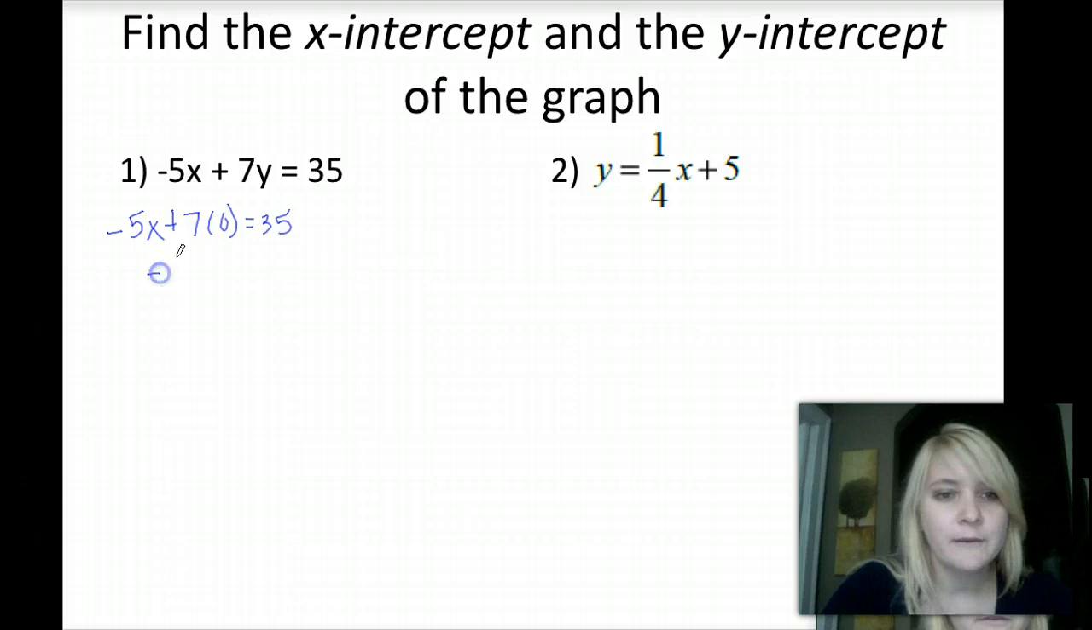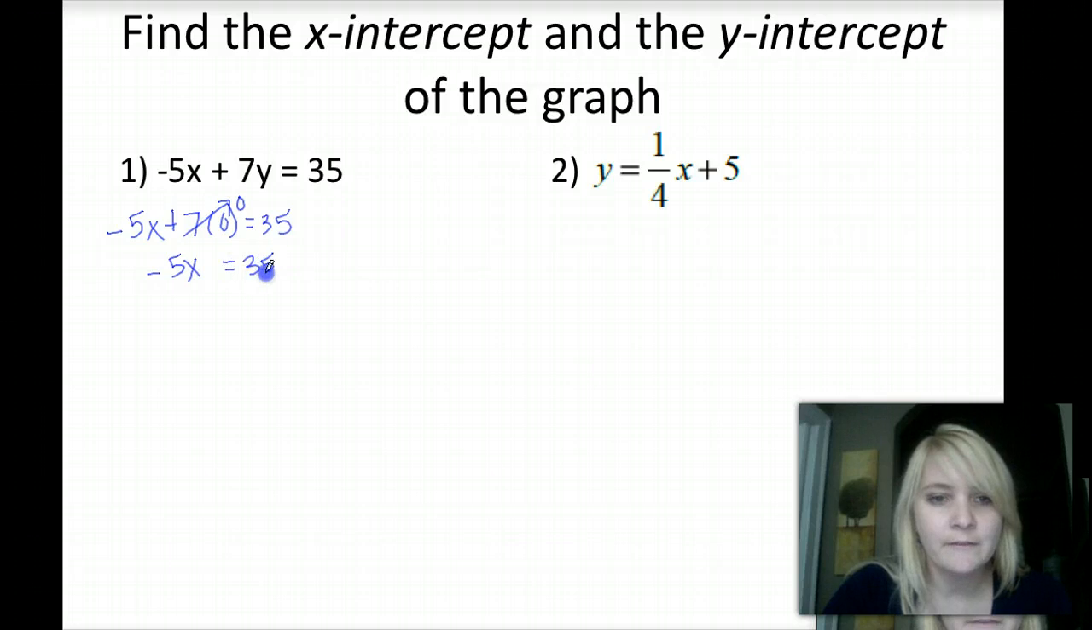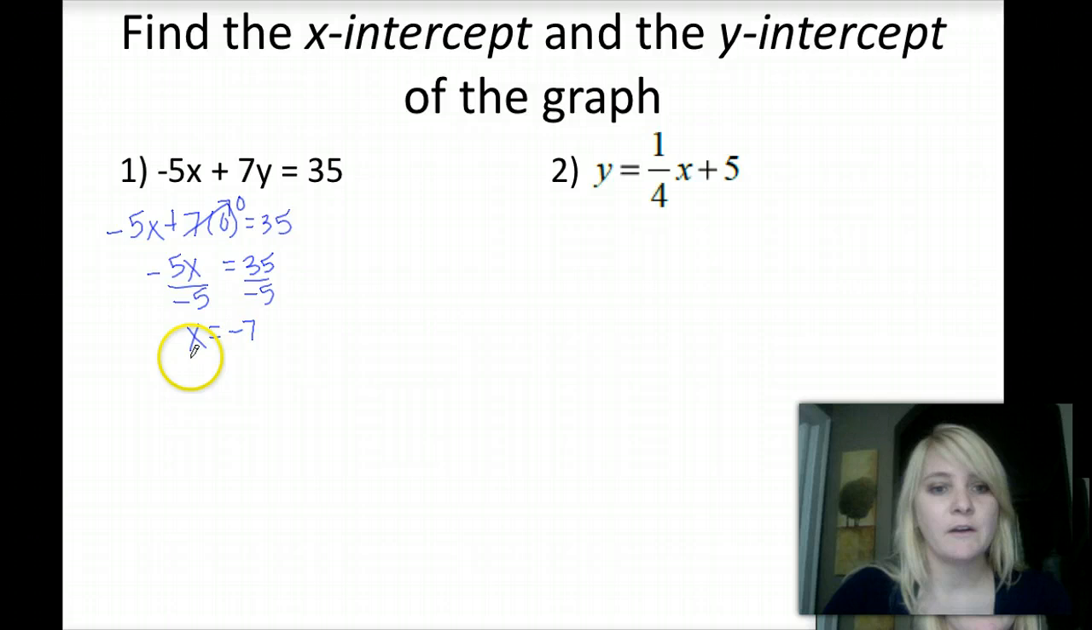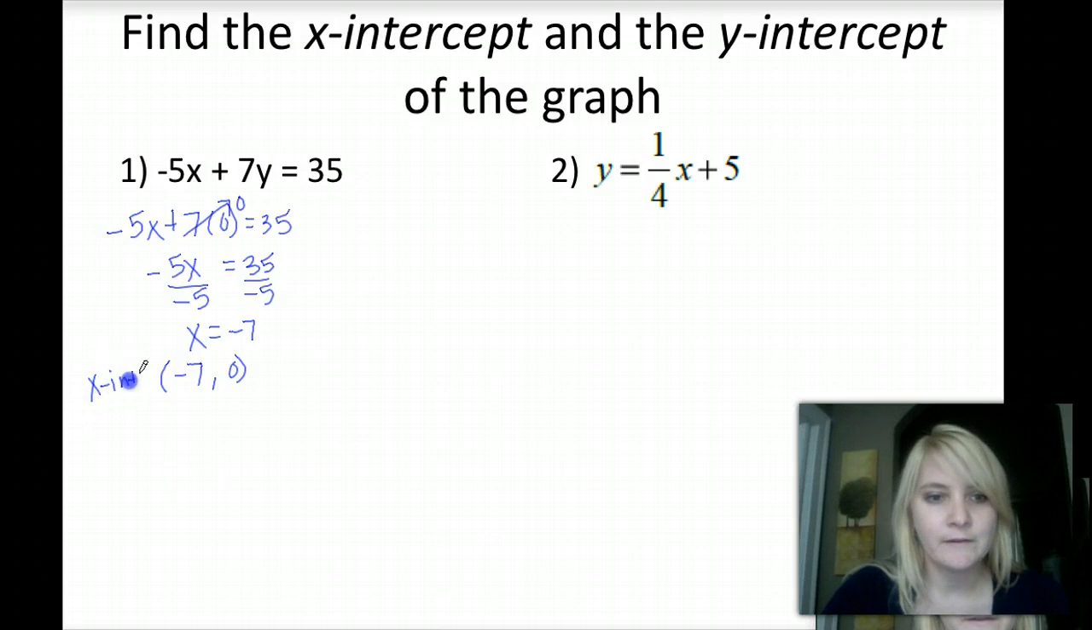So now we solve. We get negative 5x, that will be 0, so we'll get negative 5x equals 35. Divide both sides by negative 5. So x equals negative 7. So our x-intercept here, keep in mind it's the x value when y is 0, is negative 7, 0.